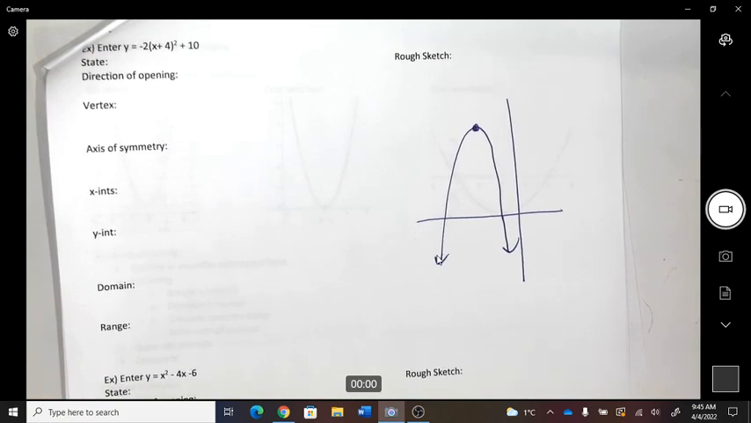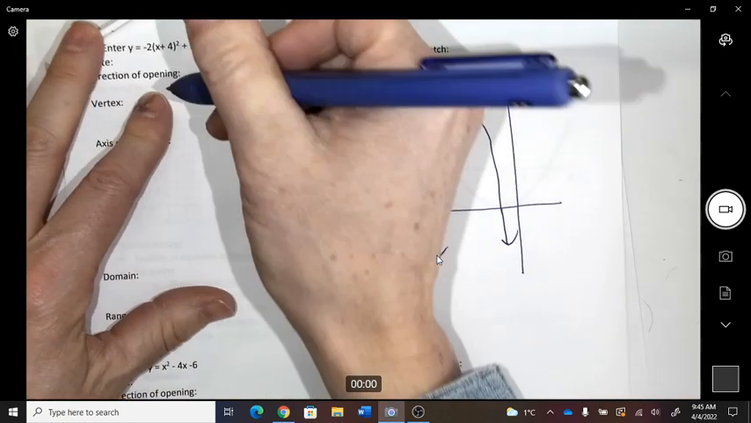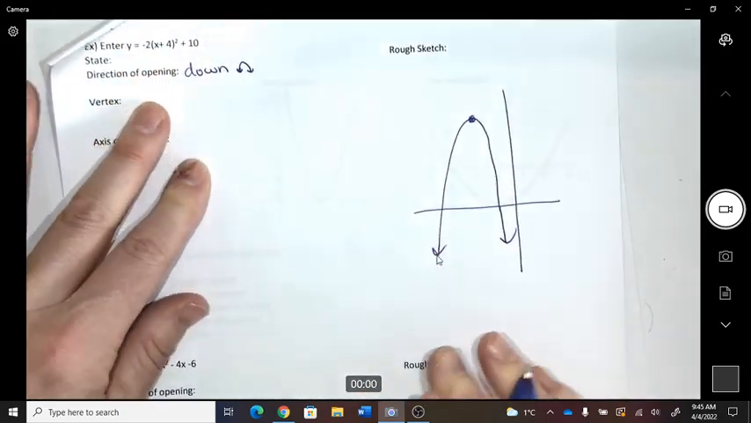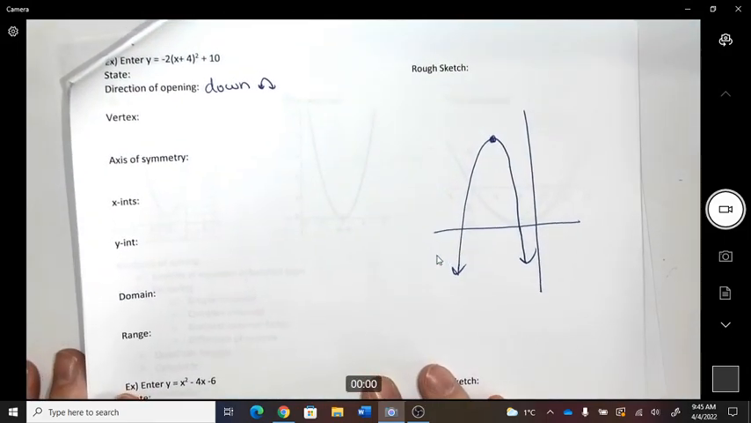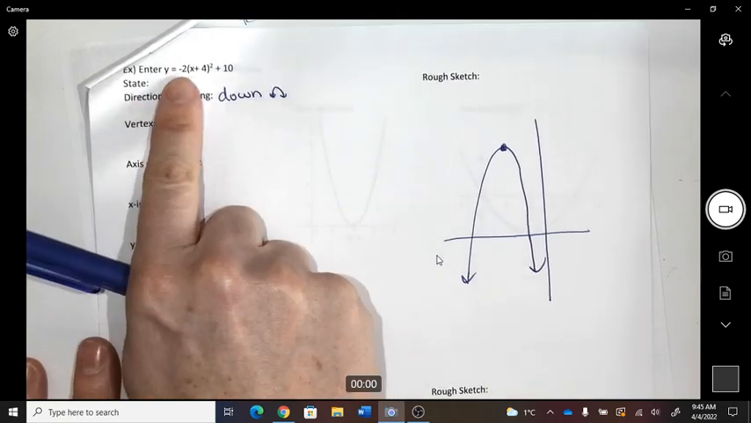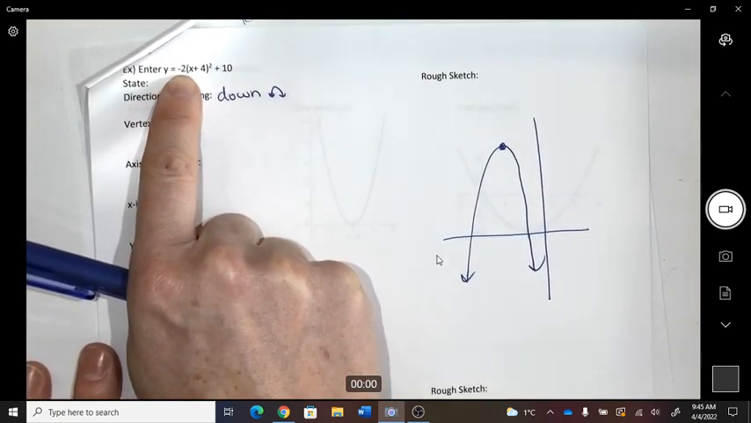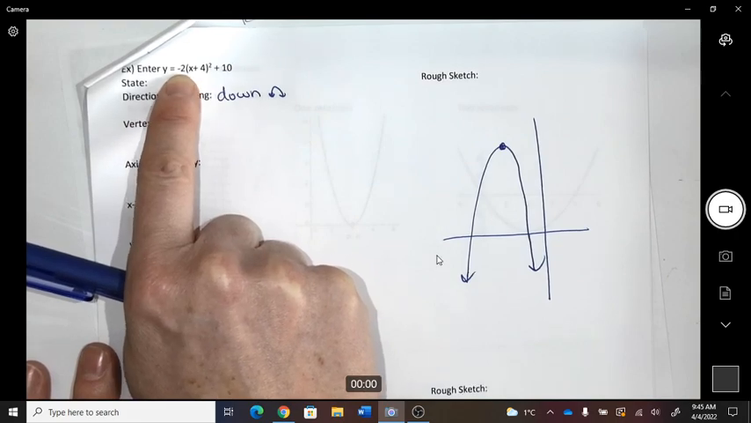Okay, which direction does this parabola open? So you either have up or down. So it opens down. It opens like that. Did I know that already when I looked at my equation? Yes. Why? Because this was a -2. That's what gave it away.